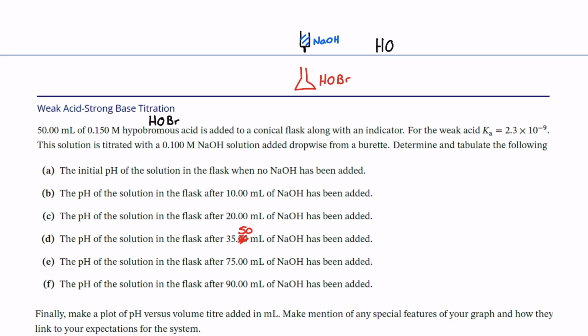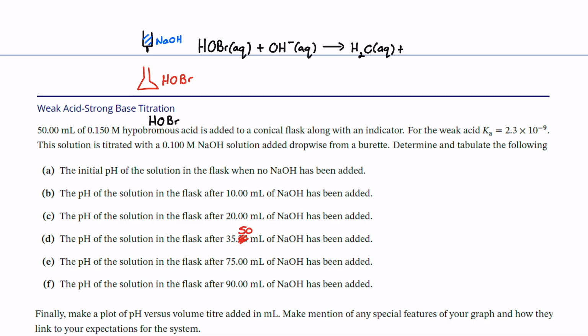So hypobromous acid, HOBr, aqueous, reacts with sodium hydroxide. Sodium hydroxide is a strong base, so it fully dissociates in an aqueous solution, and therefore the active species would be OH minus. This will deprotonate the acid, so it will form water and of course the conjugate base of hypobromous acid, OBr minus aqueous. So that's our initial analysis.